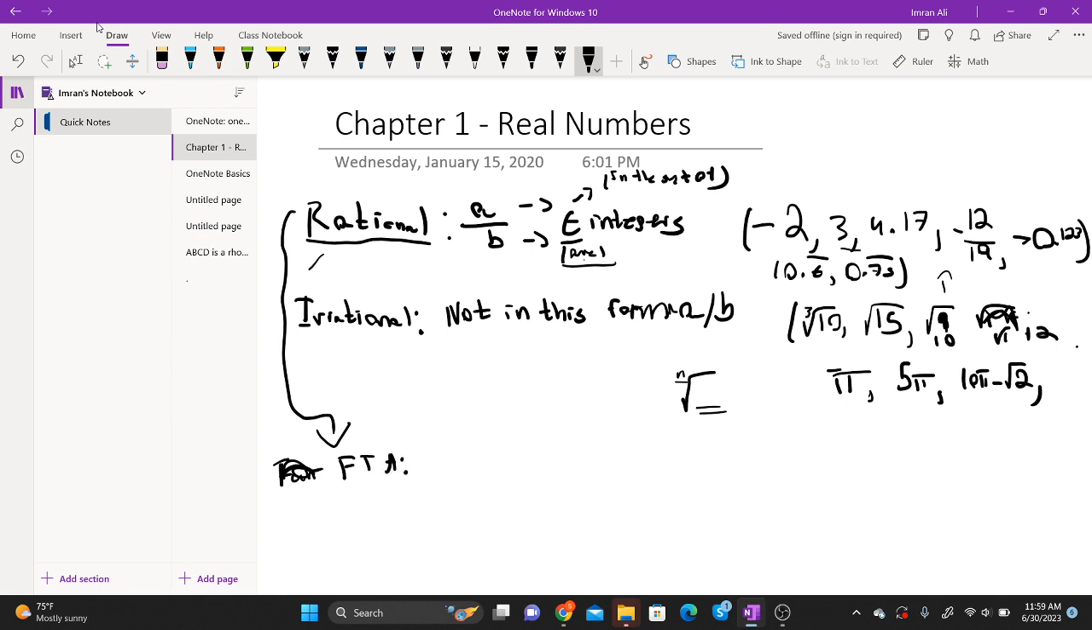The fundamental theorem of arithmetic states that any positive integer n can be written as a product of primes, can be broken down into a product of primes. So it can be written as p1 to the e1 times p2 to the e2, and all the way until pk to the ek, for any value of k greater than these two. And basically this is prime factorization. This is prior knowledge, but I'll go over it again.